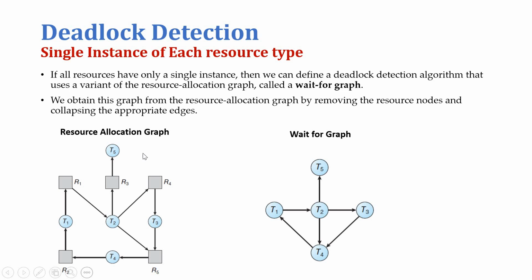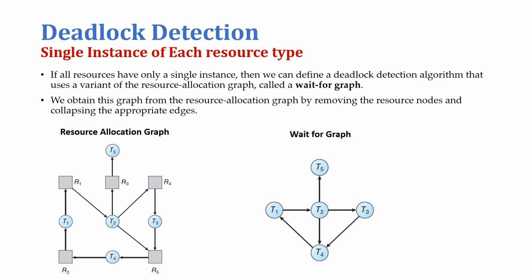So this is our normal resource allocation graph. We know very well that circles indicate processes or threads, and rectangular boxes indicate resources. This is a request edge: the T1 thread is requesting the R1 resource. The R1 resource is already assigned to T2.